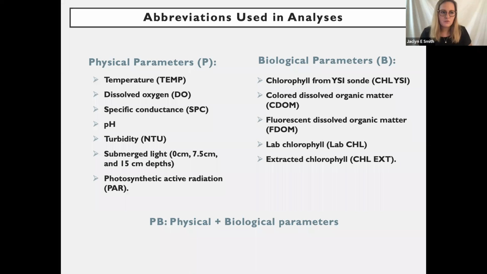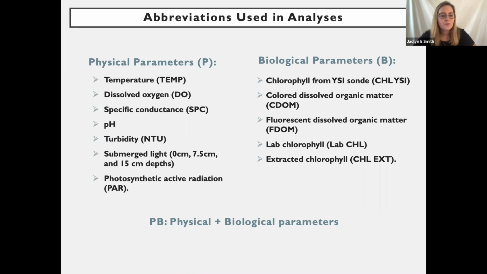So a little bit of, there's a couple of abbreviations before I move forward, just so you know what I'm talking about in regards to the results for the regression trees and the random forests. We used two input data sets. The first one was the physical parameters. So if you see the letter P, that stands for physical parameters, and that is basically your temperature, dissolved oxygen, turbidity, pH.